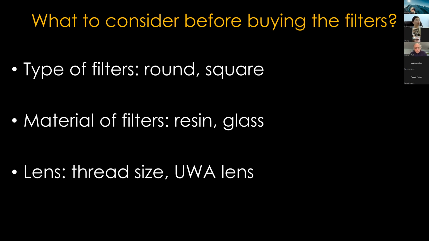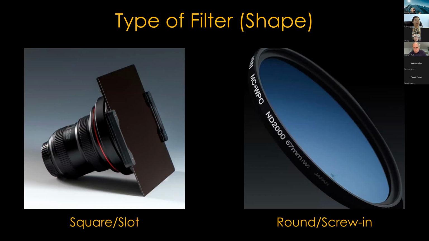And the lens. What lens are you using? It doesn't matter if you're using a camera, it matters which lens you're using. When we talk about the lens, we talk about the thread size of the lens. That decides which filters you have to buy. And the types of filters based on the shape: there are two types, the square filters, or what we call slot filters, and the round filters, or what we call screw-in filters.